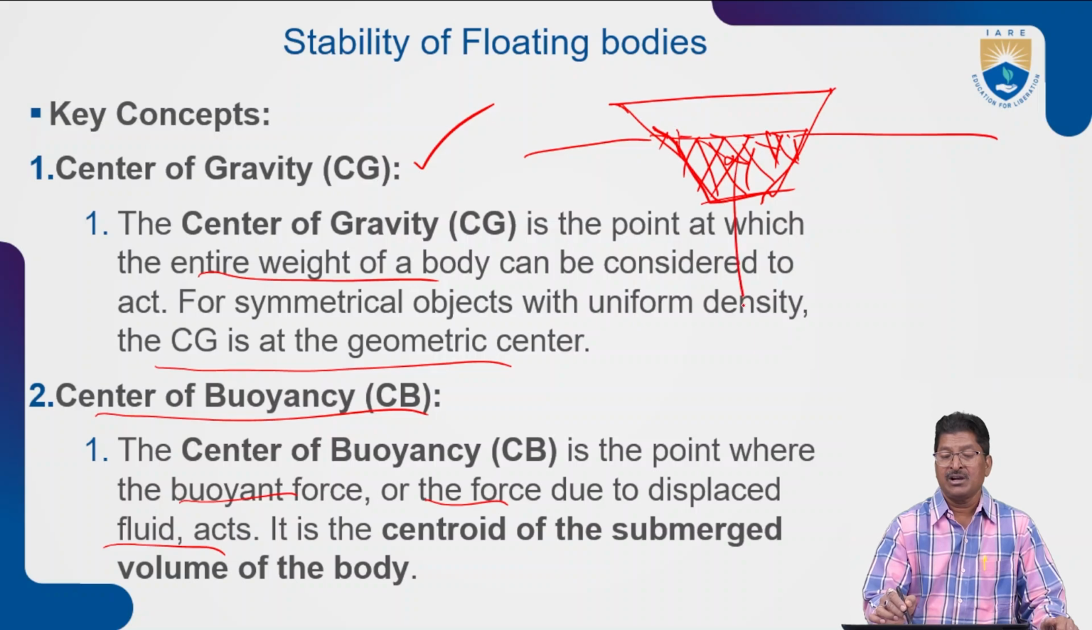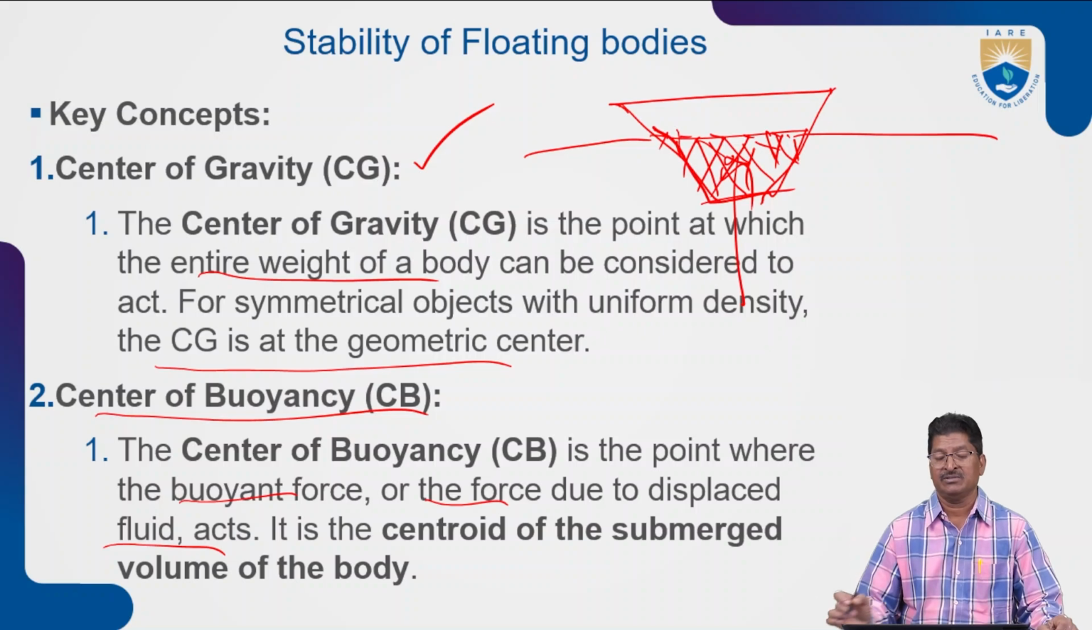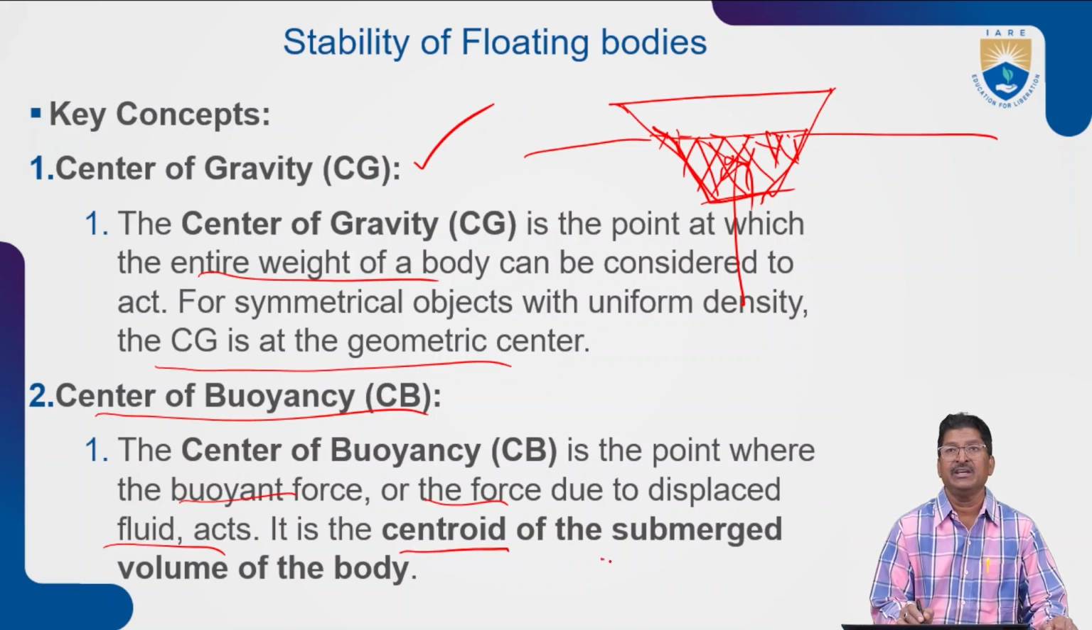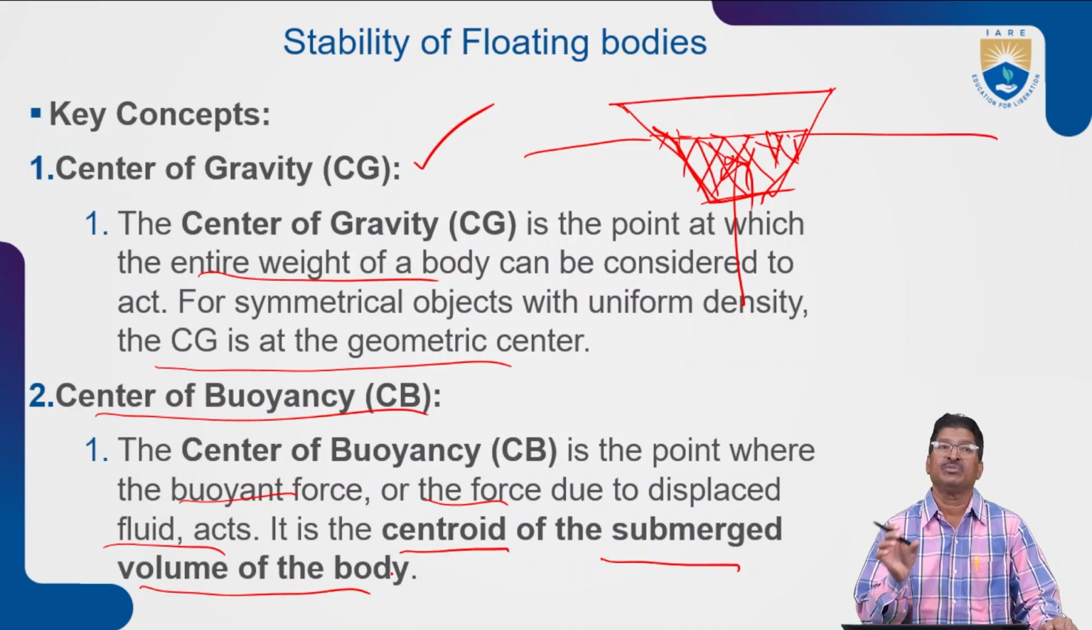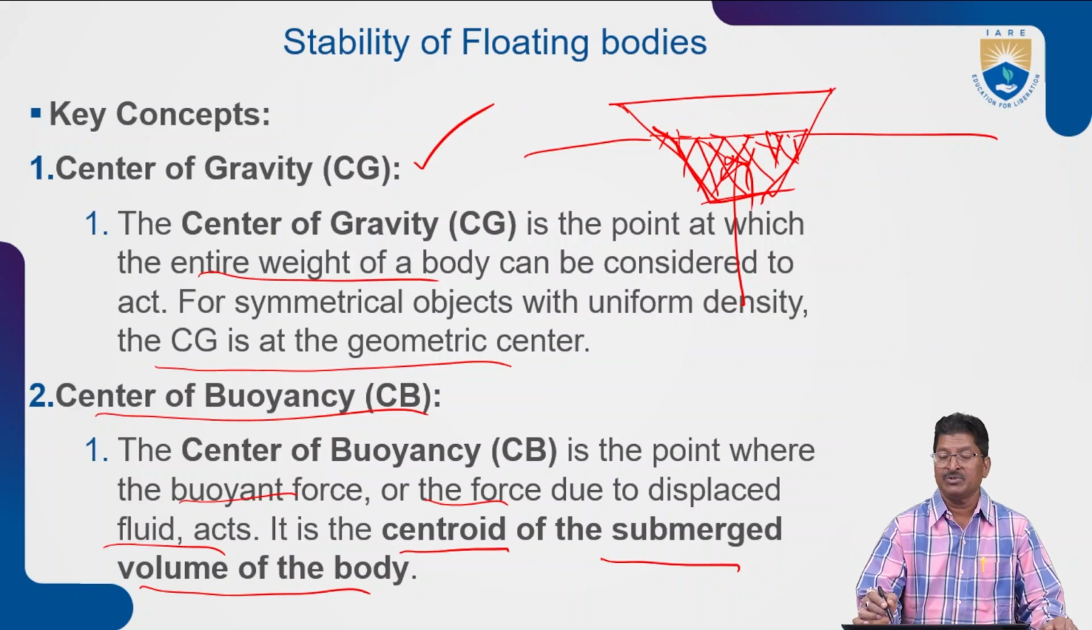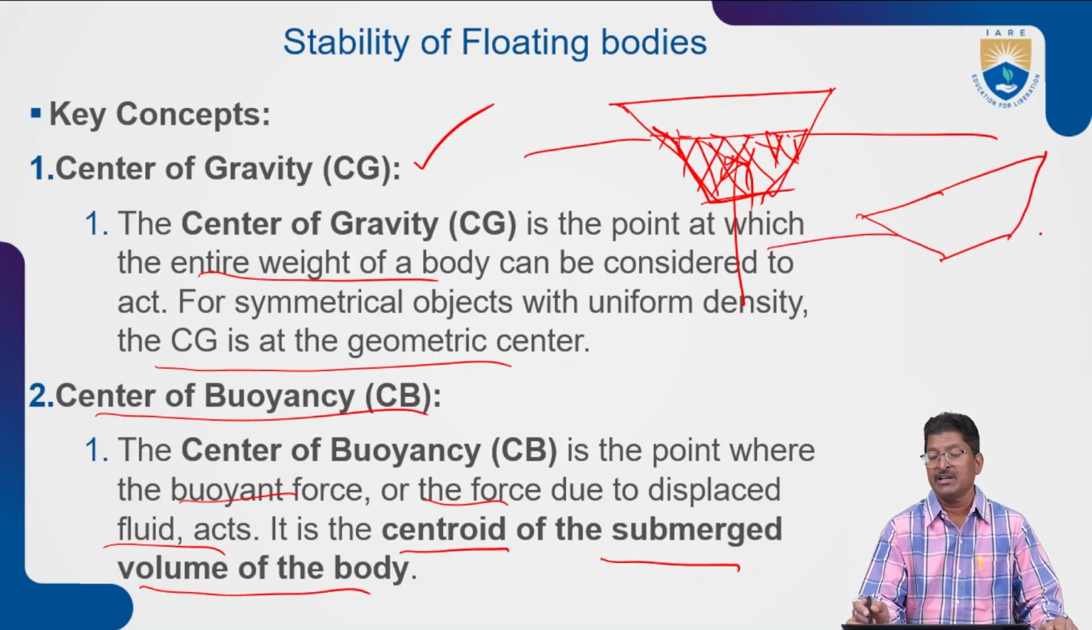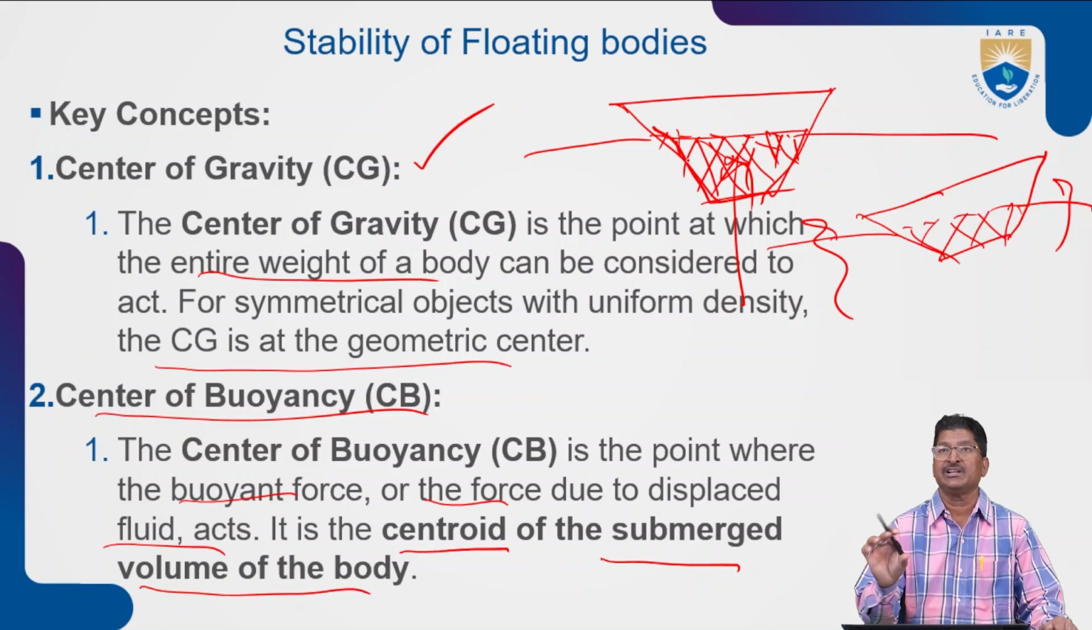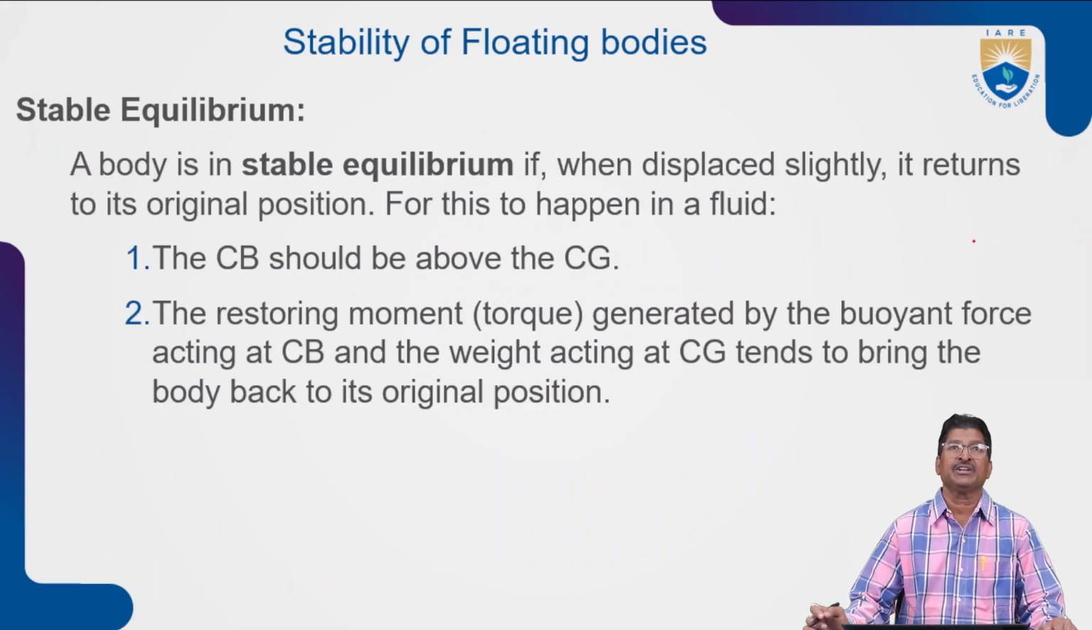That means the total upward pressure will act through that point, the displaced volume of the body. That is nothing but the centroid of the submerged volume of the body. The entire volume is not considered, because the ship can be like this also. Since some fluctuations are there, the ship can tilt like this. Now the submerged volume is this much, because of the tilting. So the center of buoyancy will be changing, because it is nothing but the centroid of the volume of the submerged body.